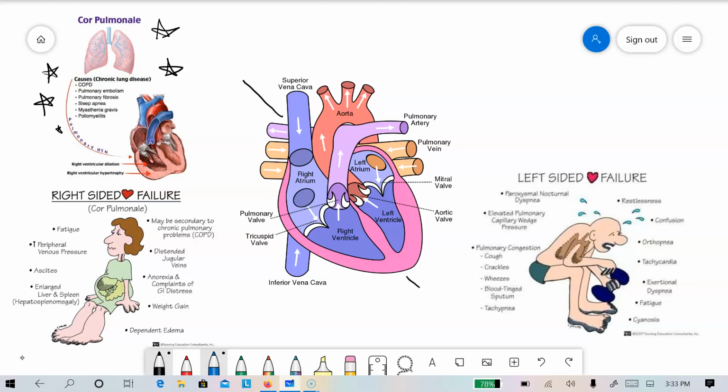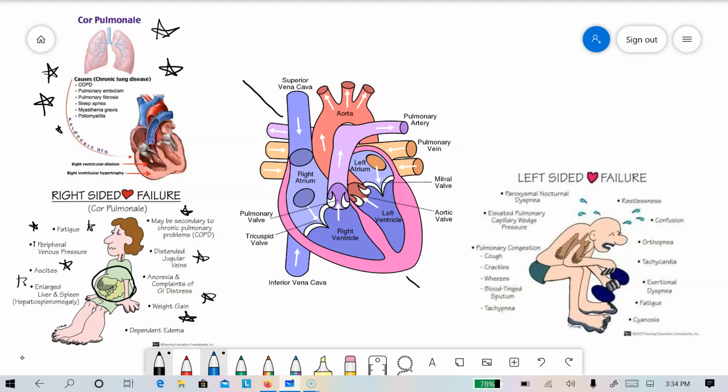When that happens, your signs and symptoms will be more systemic because that is the blood that's returning to the body. So you may see an increase in peripheral venous pressure, fatigue, ascites, which is buildup of fluid here in the abdominal cavity. Some patients will have enlarged liver and spleen. Again, it may be secondary to COPD, distended jugular veins, anorexia, and complaints of GI distress. People just do not feel hungry, weight gain, and of course, dependent edema.